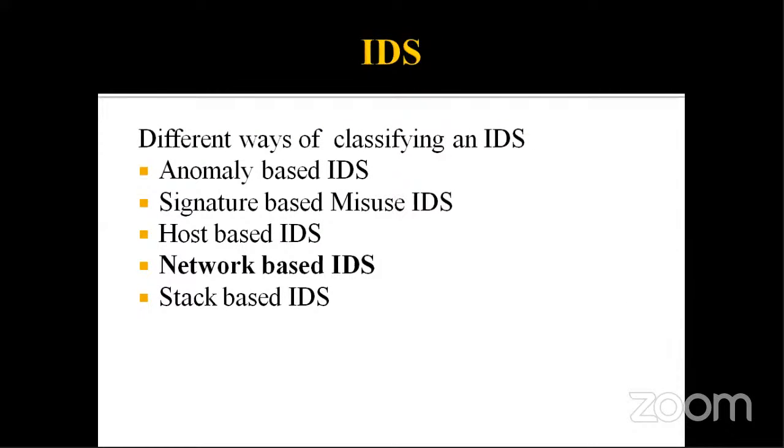We have different ways of classifying an intrusion detection system. The major classifications of IDS are anomaly based and signature based, where signature based is also called misuse intrusion detection system, and also host based IDS, network based IDS, and stack based IDS. In this particular research paper, I am going to highlight the network based intrusion detection system, so we are going to find the intruders' activities or malicious or suspicious events found in the networks.